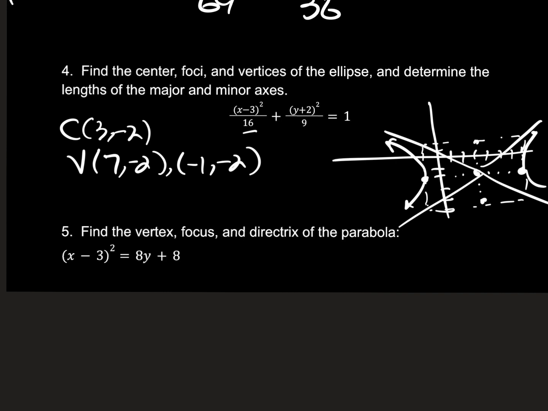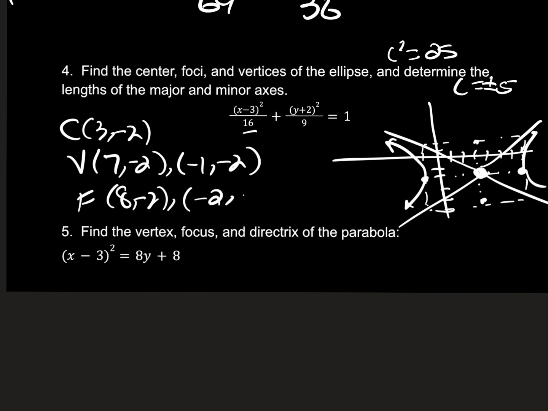Notice the y is not changing. It says foci. Foci is c squared equals a squared plus b squared, which should be 16 plus 9, which is 25. Which means c is going to be plus or minus 5. Now, don't forget what c means. C is how far from the center to the foci, not the vertex. So the center is actually at 3 right here. So I'm going to go 5 to the right, which puts me at 8. And also 5 to the left, which puts me at negative 2.